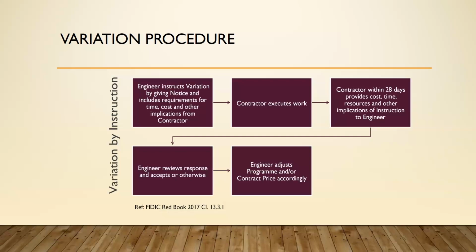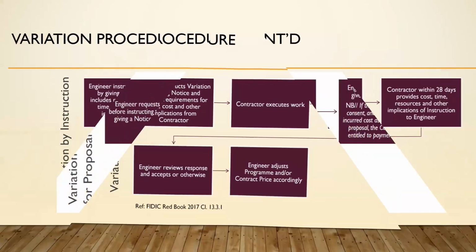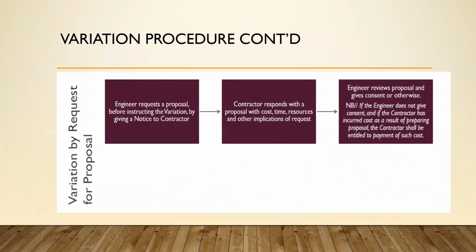Now, the engineer reviews the response from the contractor and then accepts or otherwise. And then the engineer adjusts the program as well as the contract price accordingly. Procedure by request for proposal.